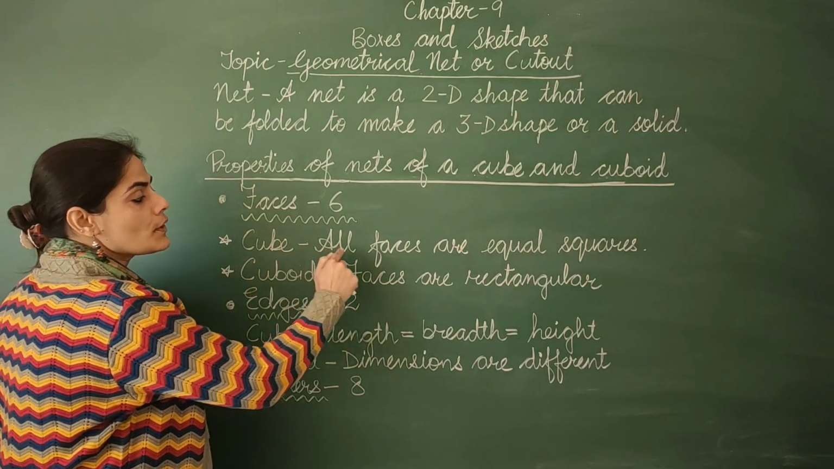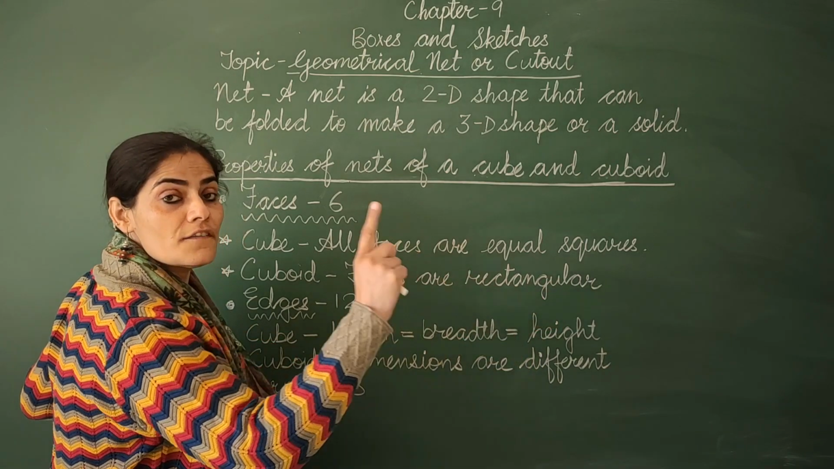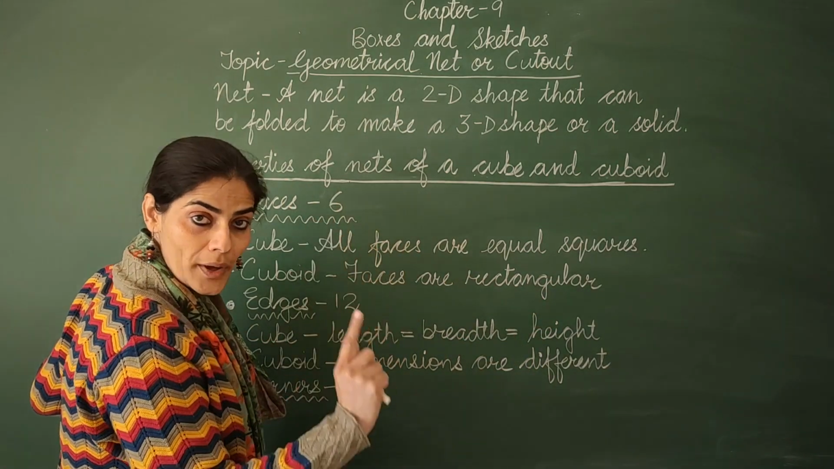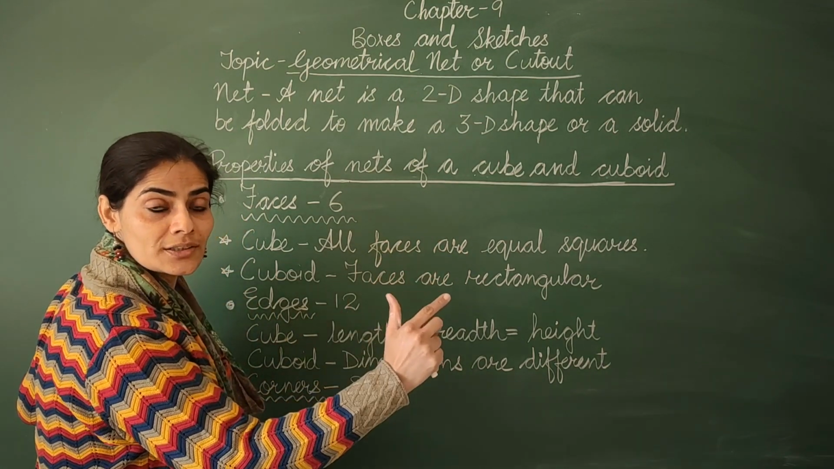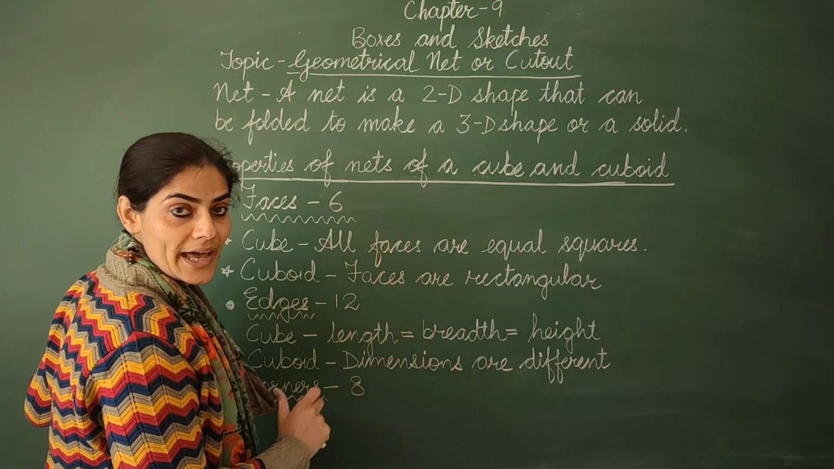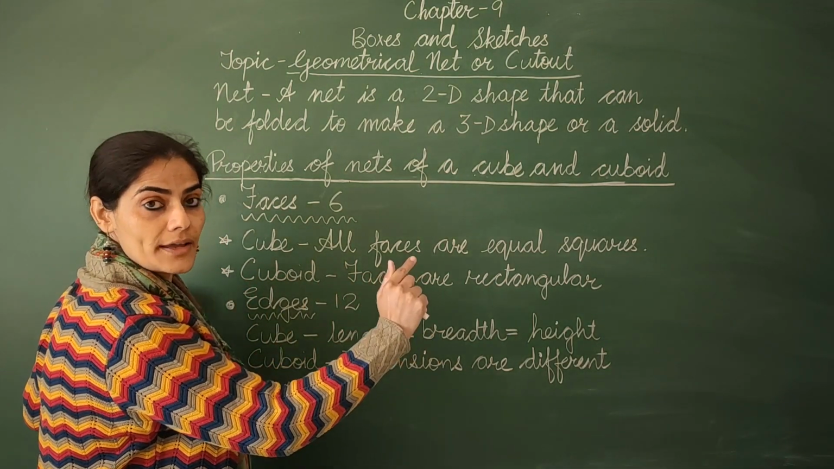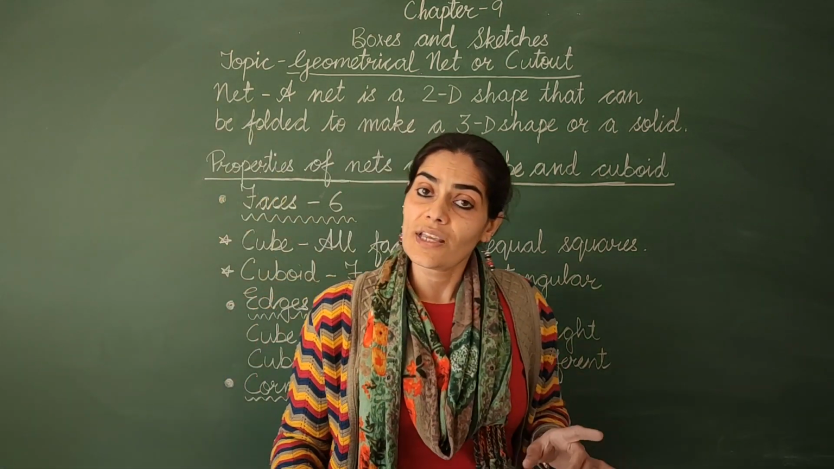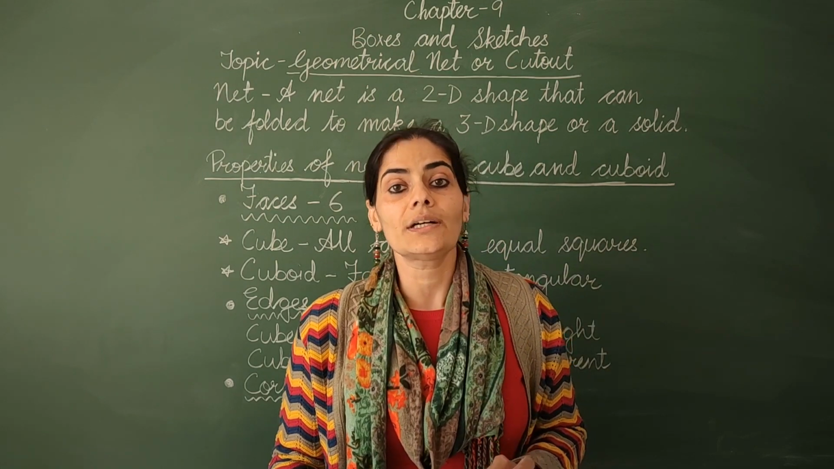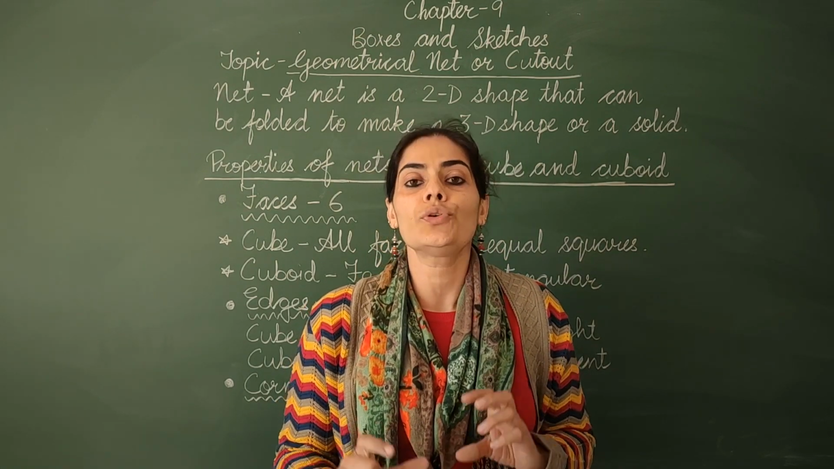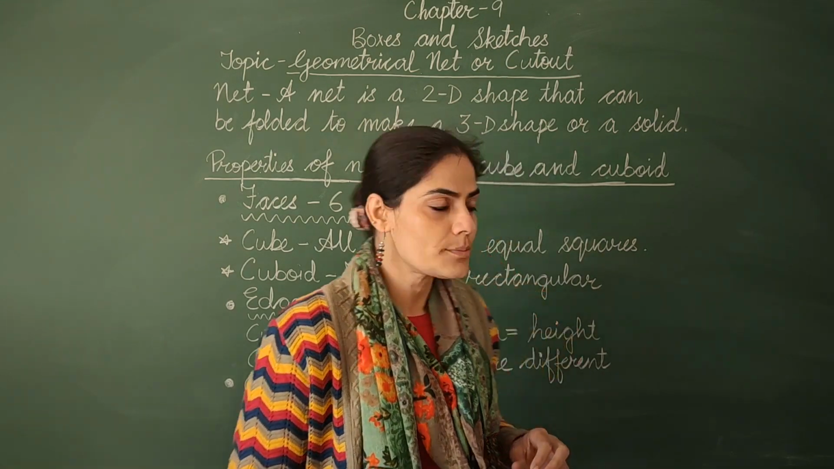In a cube, all the faces are equal squares. First thing is, all the faces are square in shape, and these squares are similar to each other. They are of equal size. Now, in a cuboid, faces are rectangular. Either all the 6 faces are rectangular, or 4 of them are rectangular and 2 are square in shape. You will come to know when I am going to draw a few nets. Why is it so? Clear, everybody?